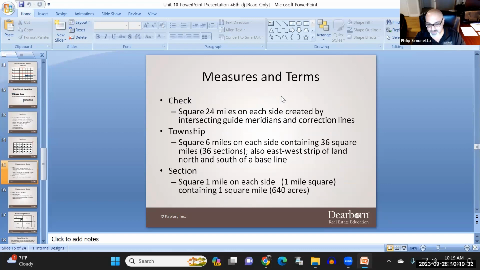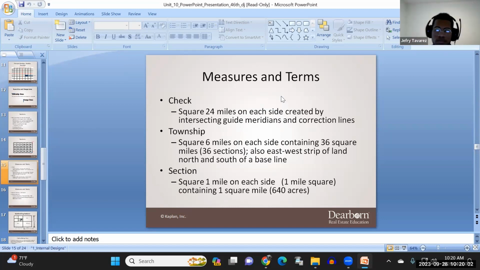You have the township. Let's go back a second. The township is 6 square miles, right? That's the T1S, whatever it was. That's 6 miles by 6 miles, broken up by the lines, right? The township lines and the range lines. The township is 6 square miles, containing 36 sections. Also, there's an east-west strip of land and a north-south strip of land from the baseline. So remember, it goes north and south, east and west.